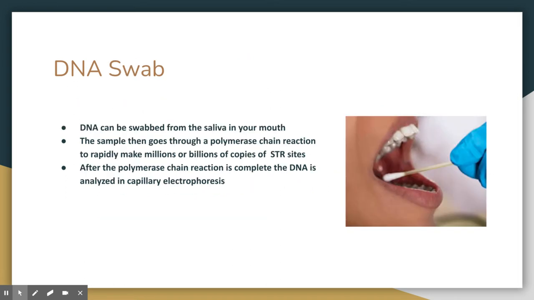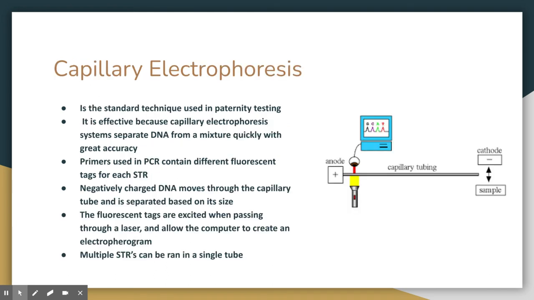DNA can be swabbed from the saliva in your mouth. The sample then goes through a polymerase chain reaction to rapidly make millions or billions of copies of STR sites. After the polymerase chain reaction is complete, the DNA is analyzed in capillary electrophoresis. Capillary electrophoresis is a standard technique in forensic analysis because of the speed and ease of analysis. Capillary electrophoresis systems separate DNA from a mixture quickly with great accuracy.